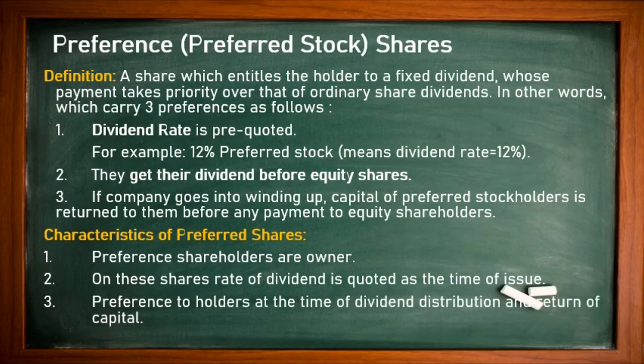Number three, preference to holders at the time of dividend distribution and return of the capital. Holders are getting preference when companies pay or distribute dividends, or pay any capital amount to the shareholders. So they will get preference on whom? Again on equity. Hope you understand.